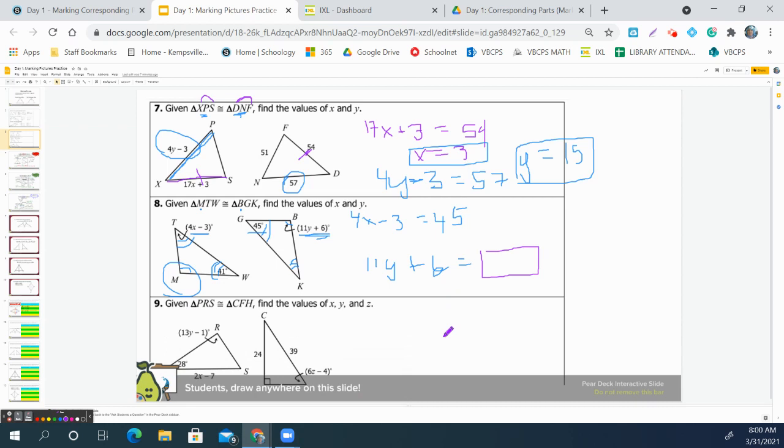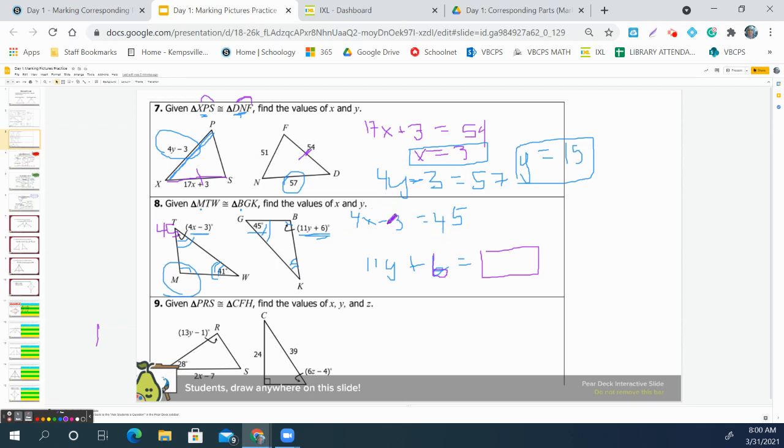Any ideas? Say it again. This right here is a 6. Yeah, I'm sorry. My handwriting is not very good today. That's a 6. Absolutely. So if G and T are equal, I can just put the 45 over here. I can also solve for X and then substitute it back in.